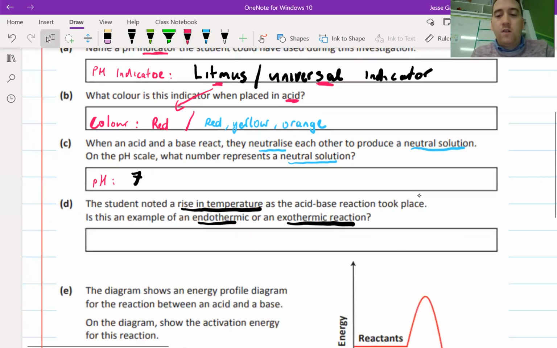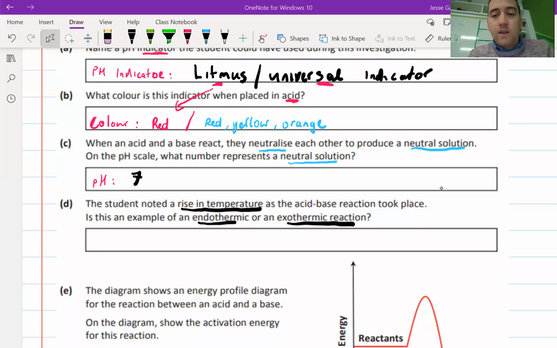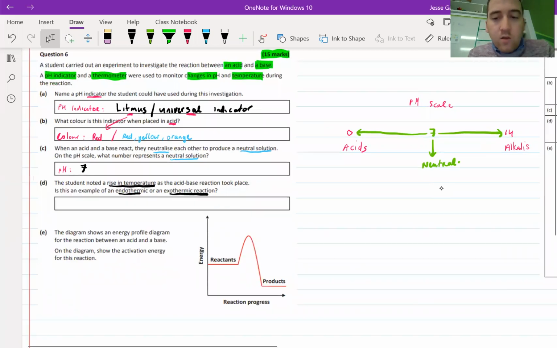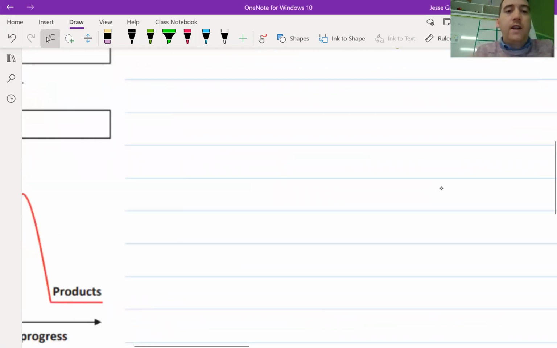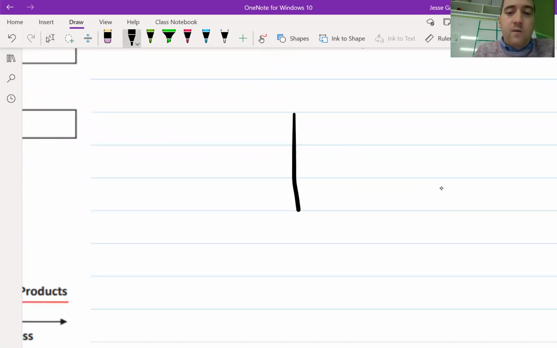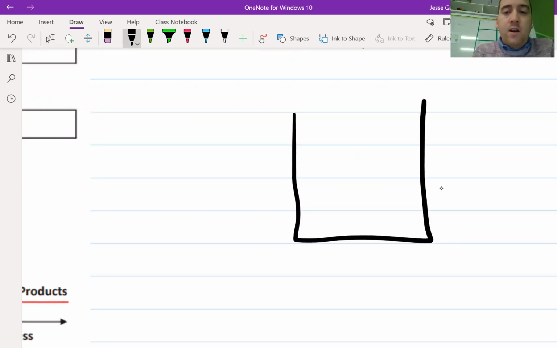Okay, so endothermic and exothermic reactions. Let's think about this for a second. Here we've got a container, and in this container there are 2 chemicals reacting. Now when a reaction happens, one of 2 things can happen.